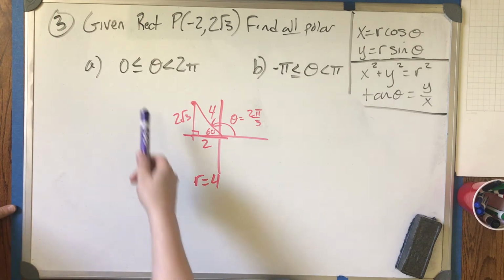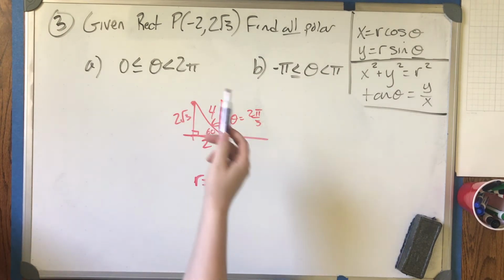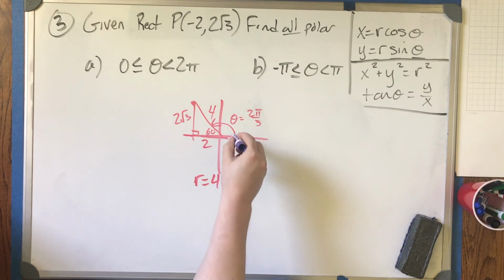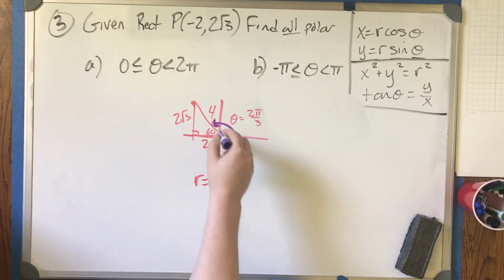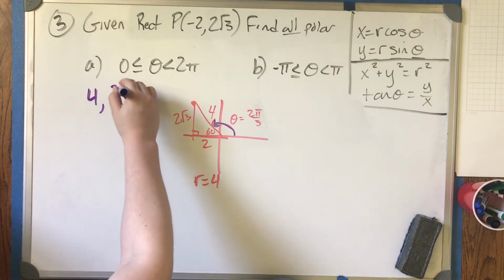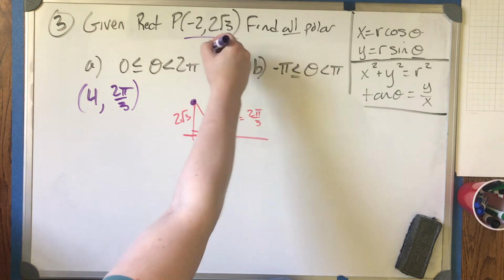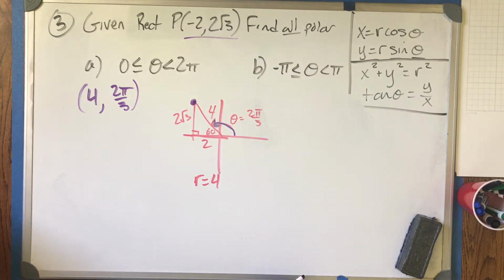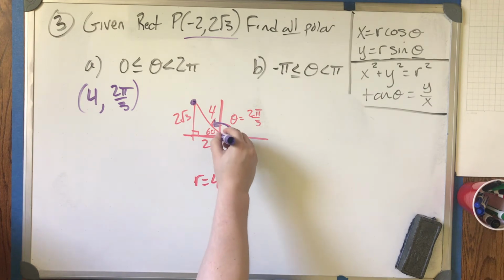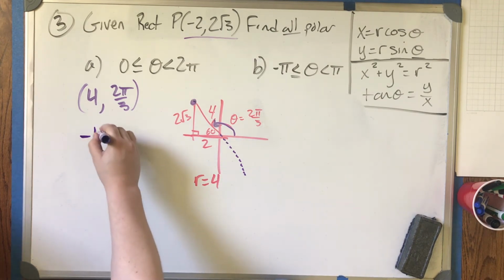So now that I have all of that basic stuff down, we can actually try to figure this out. I need to use a positive angle to get here. So that's going to be this 2 pi over 3, and then I'm going a positive 4 out. So I have 4 comma 2 pi over 3, and that's going to be this point right here, which is the same as that point. But there's another one we could use, because if we were to select this angle down here, we could use a negative radius.